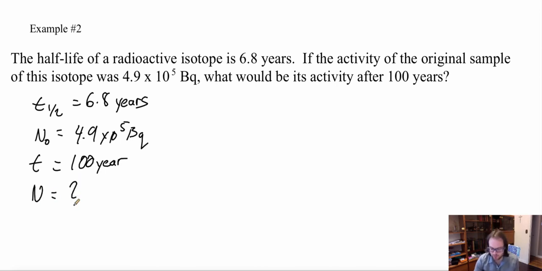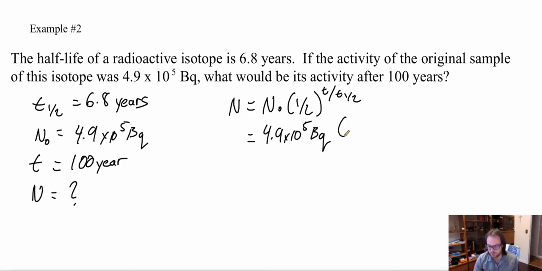So let's first look at my formula. And let's do my substitution. So we're starting with 4.9 times 10 to the 5 becquerels. We're multiplying that by 1/2. And that's going to be to the power of 100 over 6.8 years. When I plug all this into my calculator and calculate it out, I'm going to end up with 18.3 becquerels as an answer.